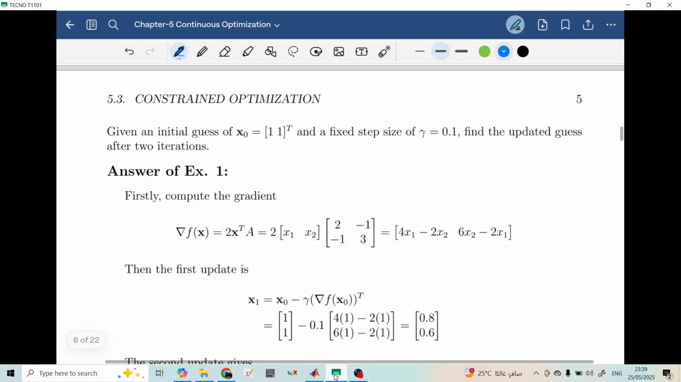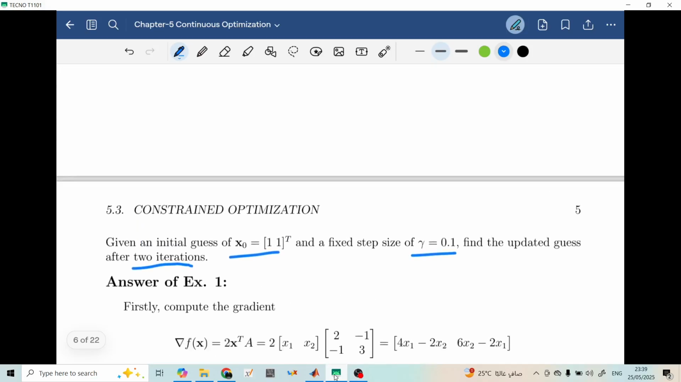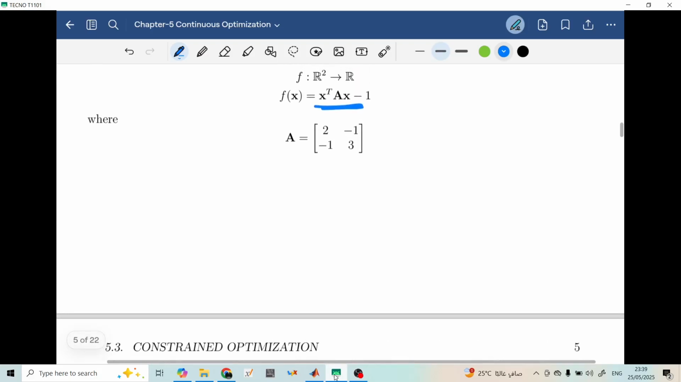And we are giving an initial guess, x naught equals (1, 1), with a fixed step size, so we don't want to use the backtracking algorithm. Let's keep it simple. Gamma, or the learning rate, the step size, is 0.1. And we want to find the updated guess after 2 iterations only.